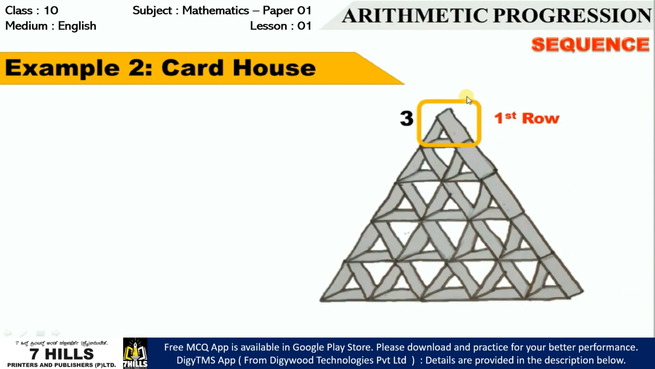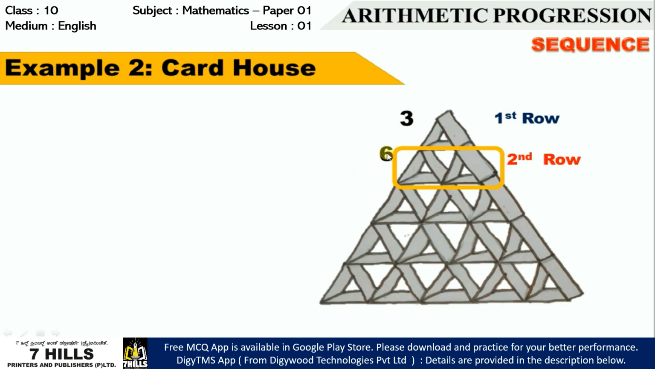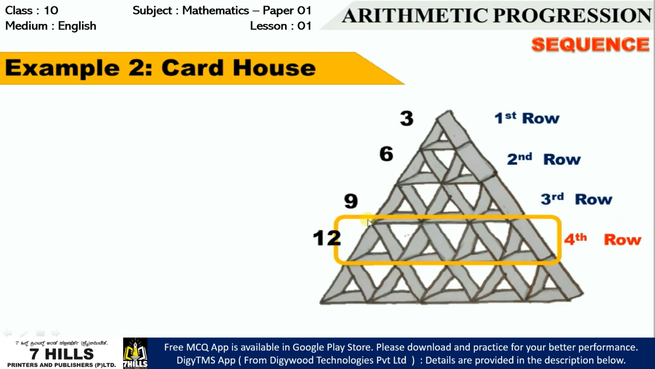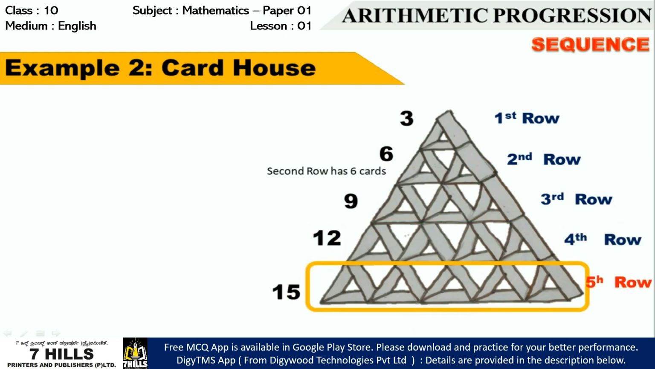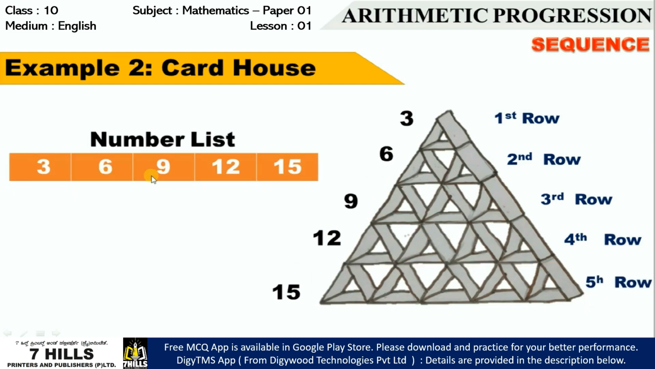Now let us take one more example for sequence. Card house game as second example. Now let us see the number of cards being used in every row. First row has 3 cards. Second row has 6 cards. Third row has 9 cards. Fourth row has 12 cards. Fifth row has 15 cards. With this we have got number list 3, 6, 9, 12 and 15.